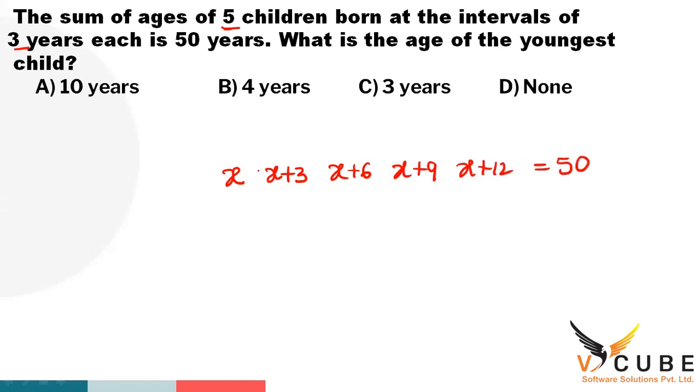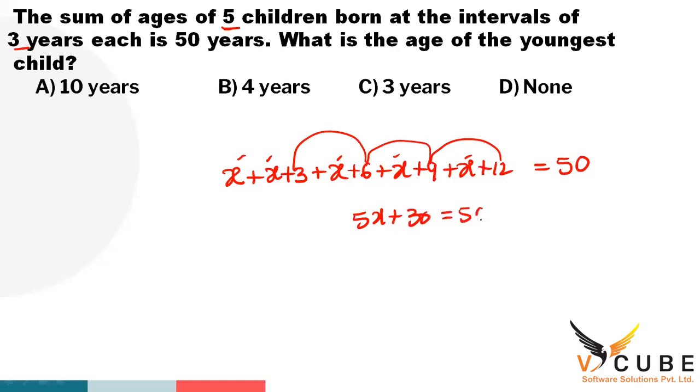Sum means adding. Right. So 1, 2, 3, 4, 5, total 5x. Then 5x plus 12 plus 9, 21. 21 plus 6, 27. 27 plus 3, 30. So 5x plus 30 is equal to 50.